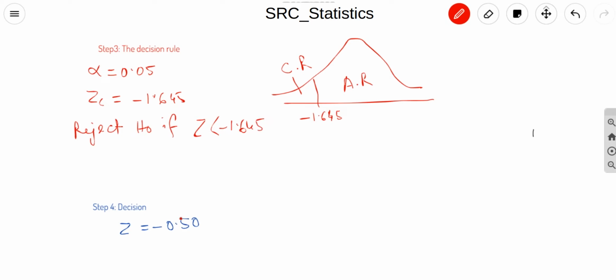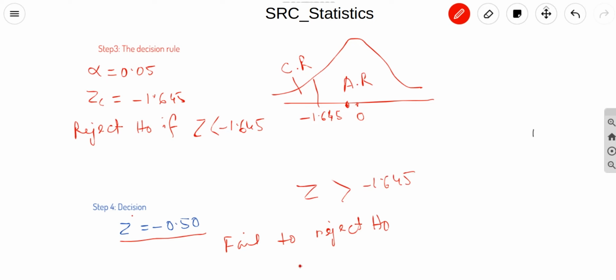Now step 4. We know that the calculated value of Z is negative 0.50. This is 0, and negative 0.50 will be somewhere here. Therefore our decision is fail to reject H naught, since it is not in the left side of negative 1.645. Since Z is greater than negative 1.645, we fail to reject the null hypothesis.